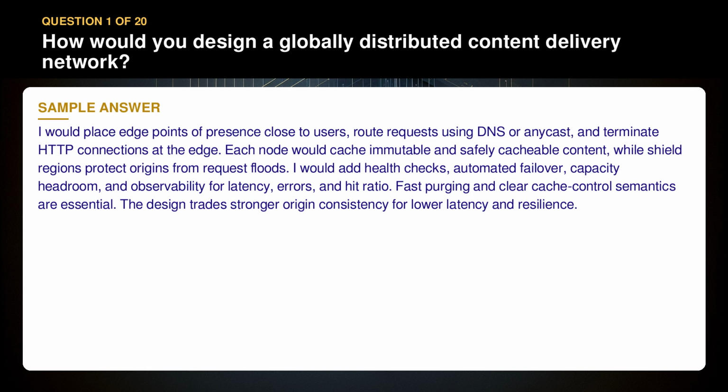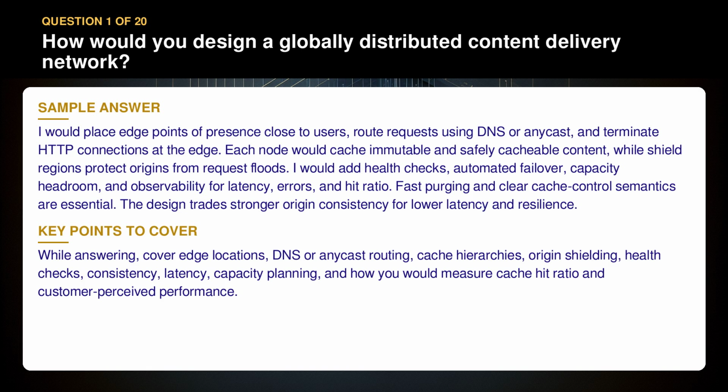Fast purging and clear cache control semantics are essential. The design trades stronger origin consistency for lower latency and resilience. While answering, cover edge locations, DNS or anycast routing, cache hierarchies, origin shielding, health checks, consistency, latency, capacity planning, and how you would measure cache hit ratio and customer perceived performance.